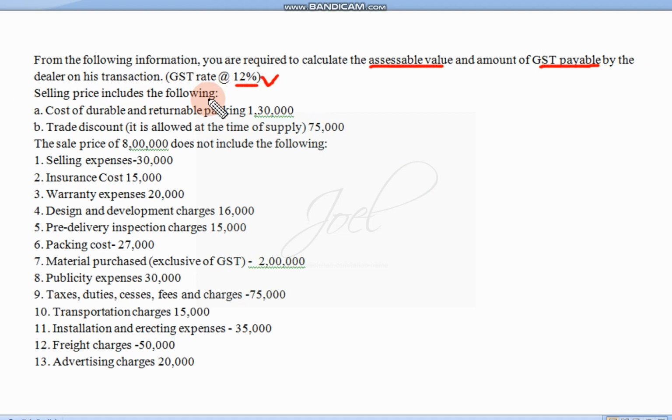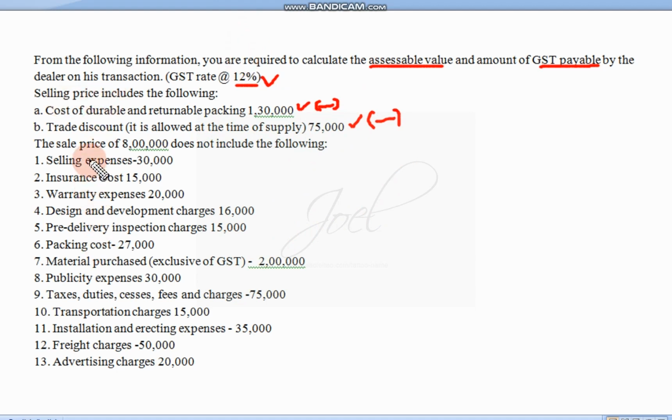Selling price includes the following. We have to consider the things. Now, cost of durable, returnable packing. Yes. So now what we have to do is, see, it is included, we are supposed to deduct. This is not supposed to be there in the selling price. We are supposed to deduct it. Trade discount, it is allowed at the time of supply, 75,000. Again I told these items are not supposed to be there in the selling price. So that's why we are going to deduct these two items from the selling price.